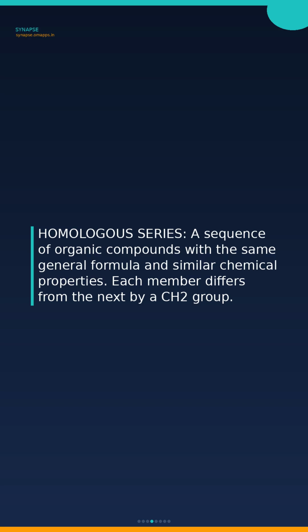Now, pay attention to this formula. It's essential for naming organic compounds. The general formula for alkanes is CnH2n+2, where n is the number of carbon atoms. For example, if n is 3, the alkane is propane with the formula C3H8. Now, let's dive into isomers.